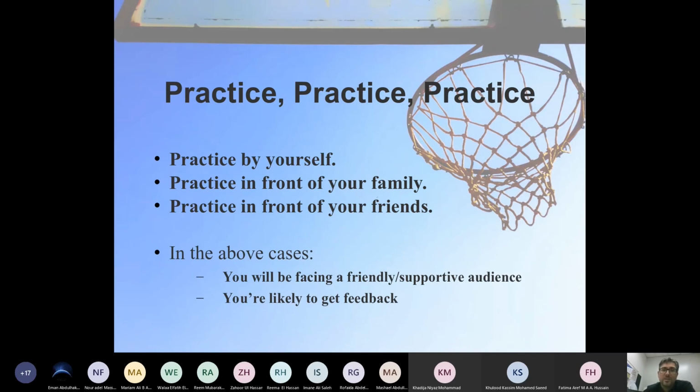In all the above cases, the reason you want to practice like this is you are hopefully facing a friendly and supportive audience. Your brother may not be very happy to have to listen to your presentation, so he might not be that supportive, but he probably won't walk out on you. So hopefully you'll be facing a friendly and supportive audience with your poster. Again, convince them that they need to be nice to you. Maybe offer ice cream at the end or something.